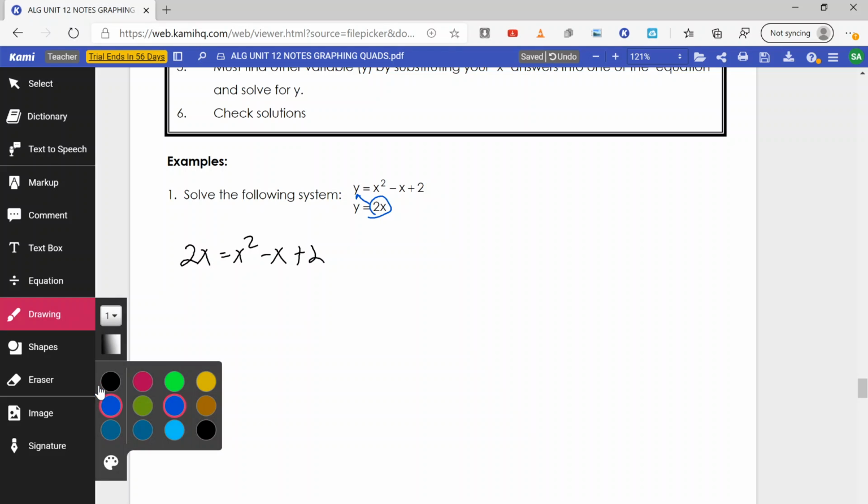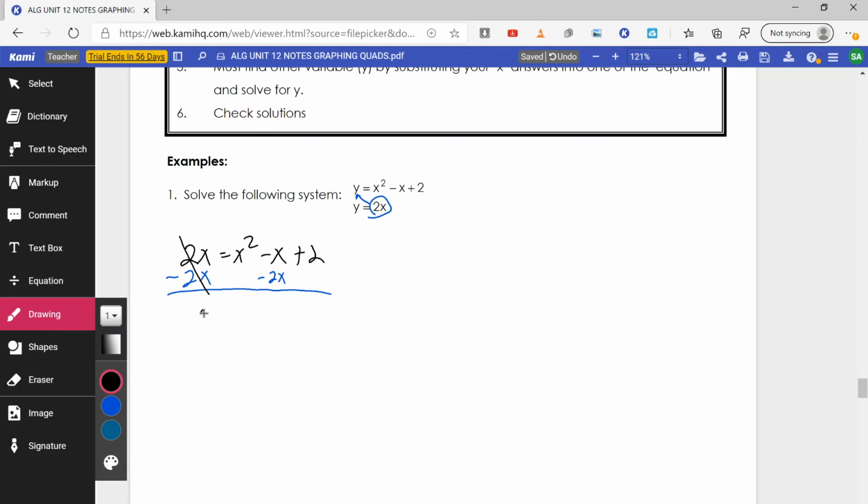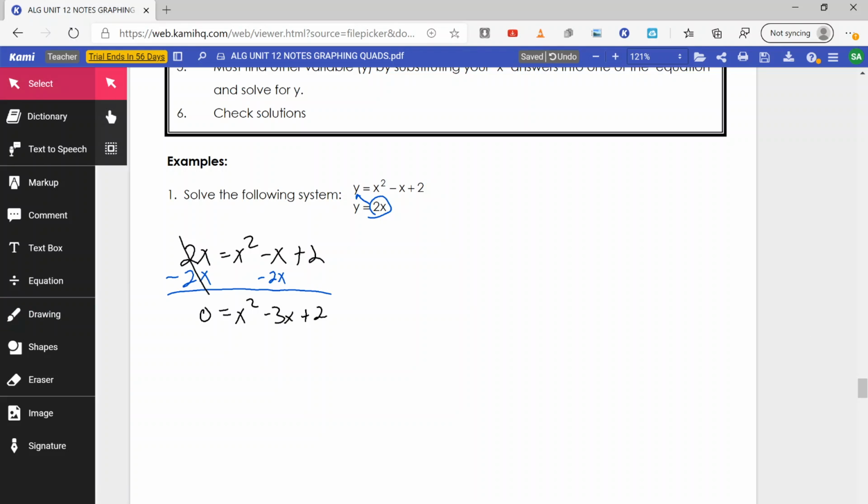Now what I'm going to do is get this equation equal to 0. So I'm going to subtract 2x. So they cancel out. So we end up with 0 equals x squared minus 3x plus 2. Because we have a trinomial and our leading coefficient is 1, I can try to factor this into 2 binomials multiplying by each other.